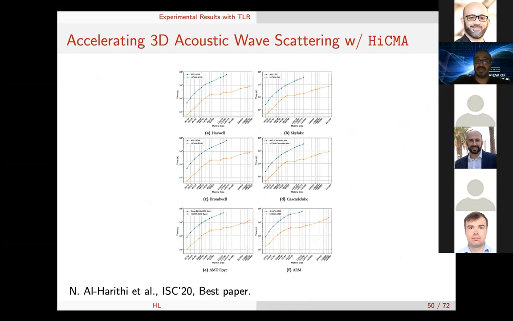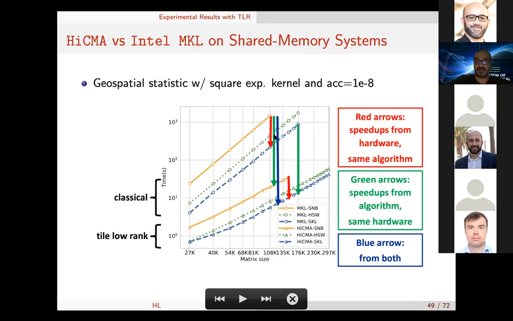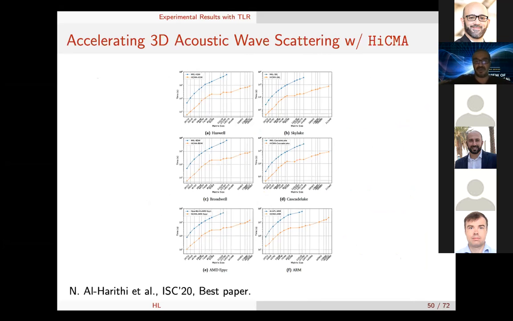We have also accelerated 3D acoustic wave scattering. This is an application in collaboration with the Hakan Bagci group in computational electromagnetics. We run the HiCMA LU, right? Before this was Cholesky here. Now this is LU factorization for a non-symmetric matrix.